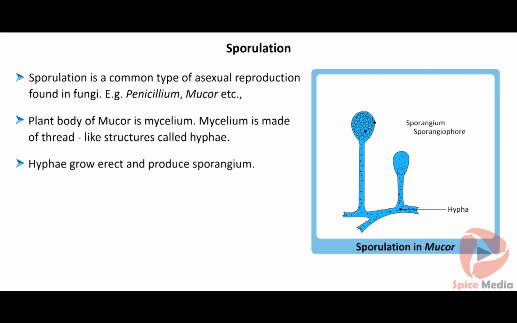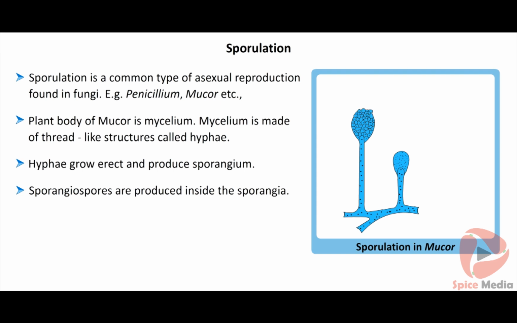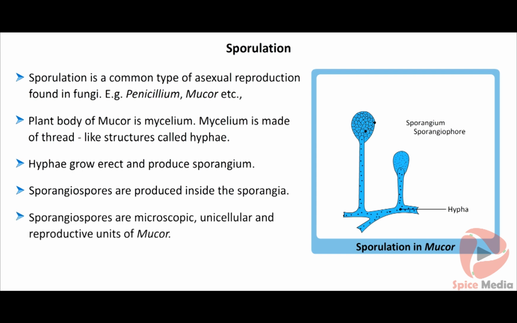During sporulation, some of the hyphae grow erect and produce a sac-like structure called sporangium at their tips. The nucleus of sporangia undergoes several mitotic divisions to produce a large number of spores called sporangiospores. When the wall layer of sporangium breaks, these sporangiospores are liberated. Sporangiospores are microscopic, unicellular, reproductive units that germinate into new vegetative hyphae of mucor.